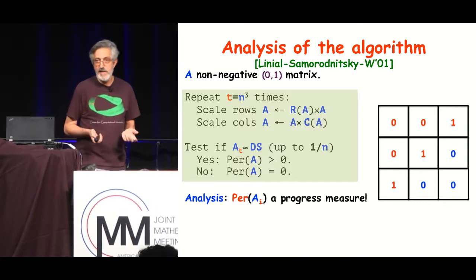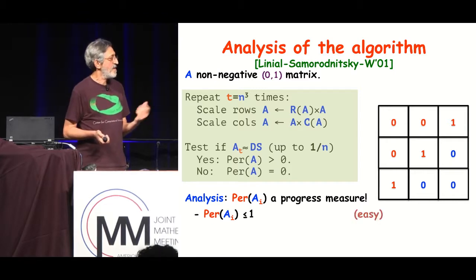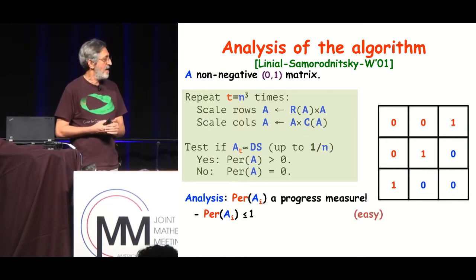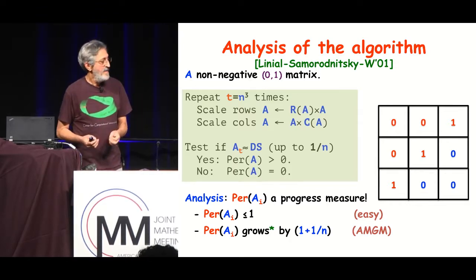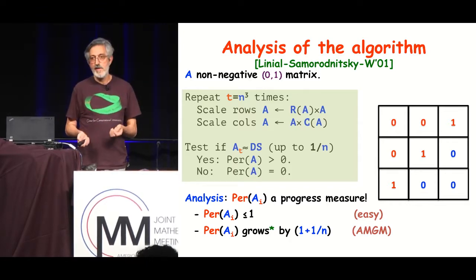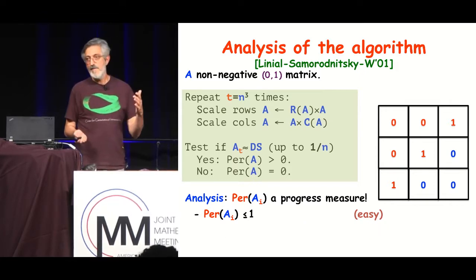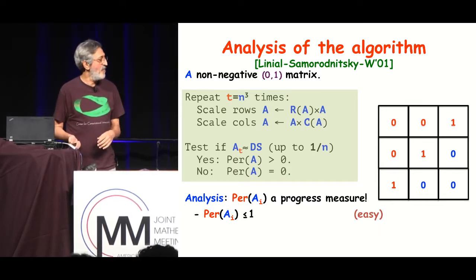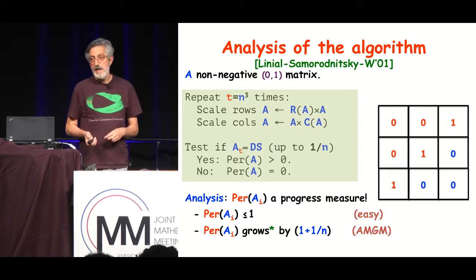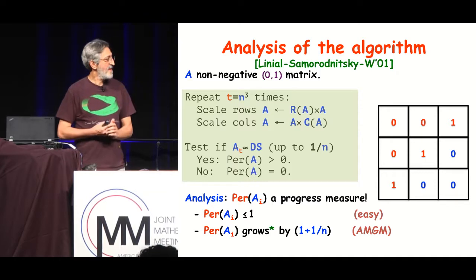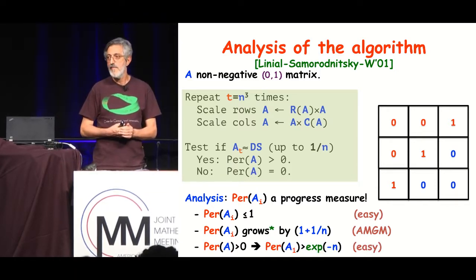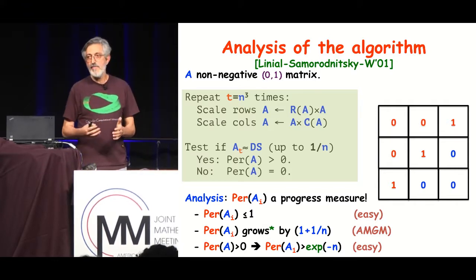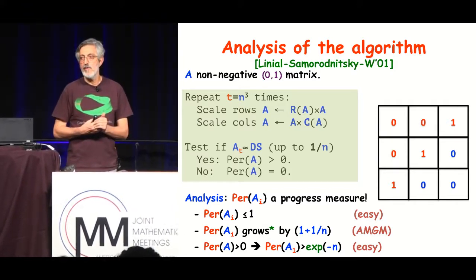Later, we will need different ones, but why is the permanent good? I'm not going to prove anything, of course, but I'll tell you there are 3 steps that are really easy in this case in order to prove that convergence is fast. So what does this potential measure have to satisfy? It has to satisfy that it's always bounded, in this case by 1. At every step, it grows non-trivially. This asterisk means it grows as long as it has room to grow by a factor 1 plus 1 over n. And the last piece should be that it starts not too low.